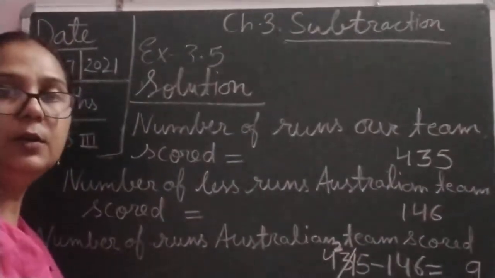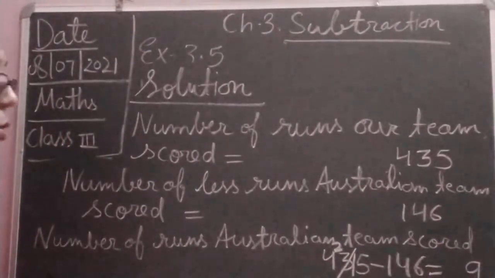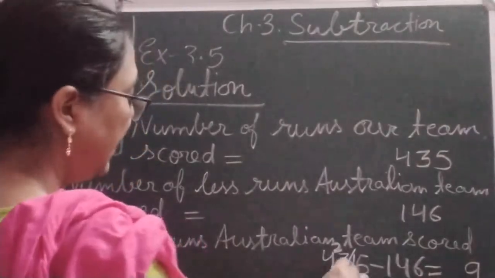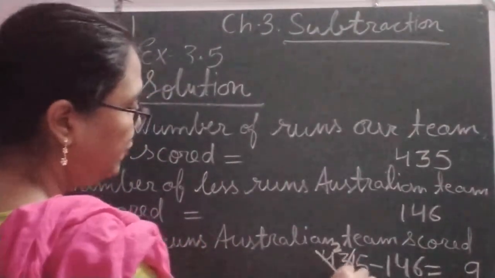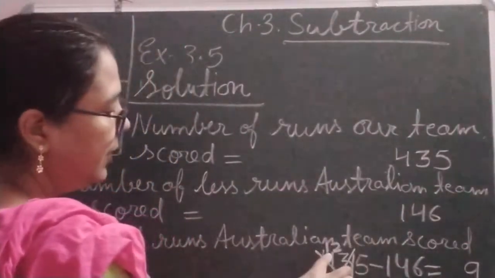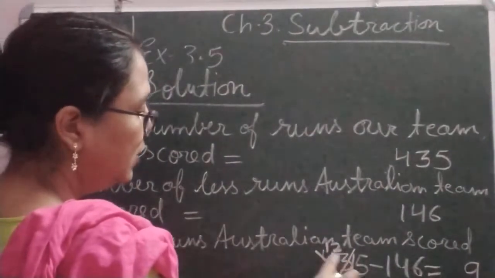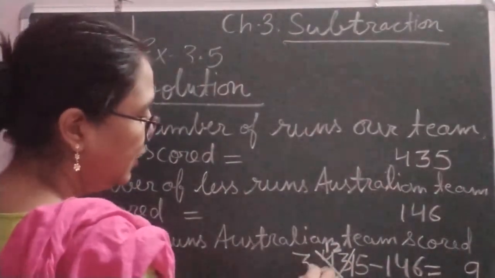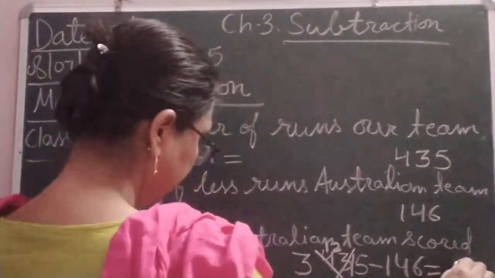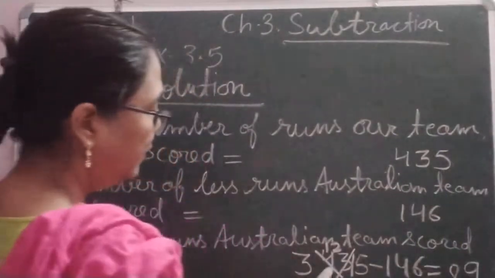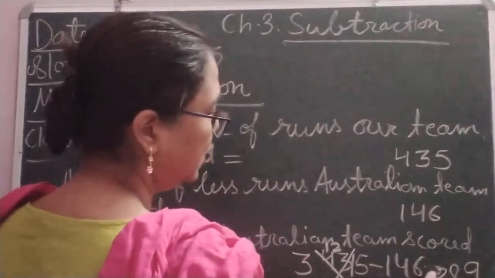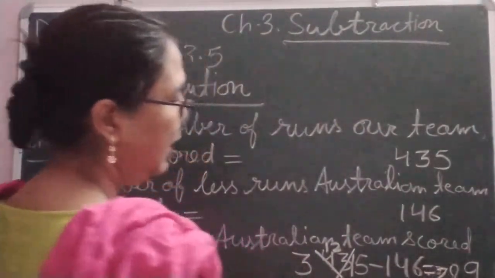Yes, and because 4 is there and it is smaller than 6, what will we do children? We will ask help again from 400. Then 400 will give help of 100. So it will become 12 tens. So now what is left here? Here 3 is left. Now 12 minus 4 equal to 8. Yes. And here 3 minus 1 equal to 2. So the answer is 289.